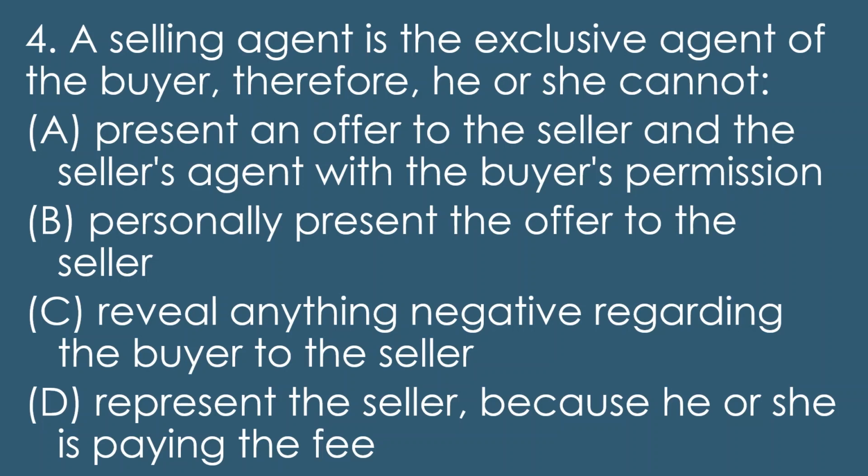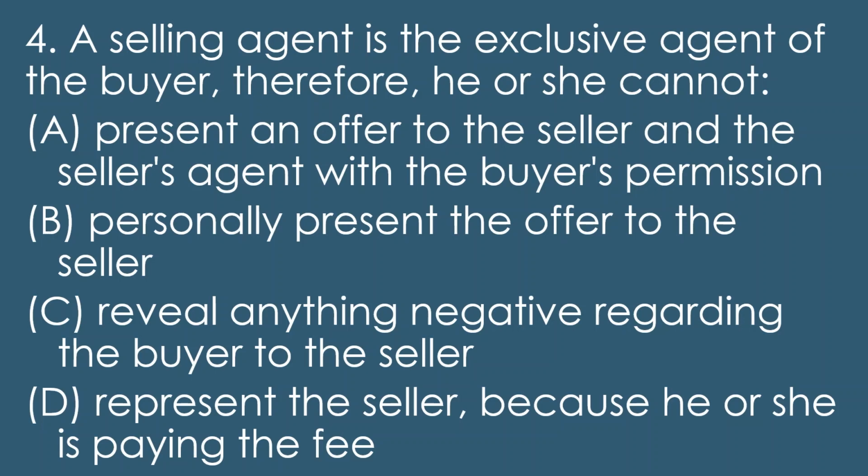4, a selling agent is the exclusive agent of the buyer. Therefore, he or she cannot A, present an offer to the seller and the seller's agent with the buyer's permission. B, personally present the offer to the seller. C, reveal anything negative regarding the buyer to the seller. D, represent the seller because he or she is paying the fee. Well, what we're talking about here is the selling agent, so the exclusive agent of the buyer. What can that agent not do? So everything else they can do, but there's one option that they absolutely cannot do under any condition. So let's go through this.